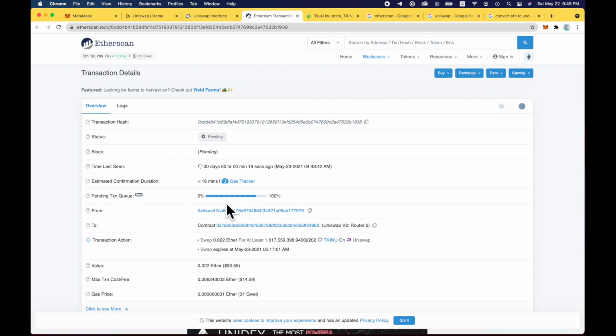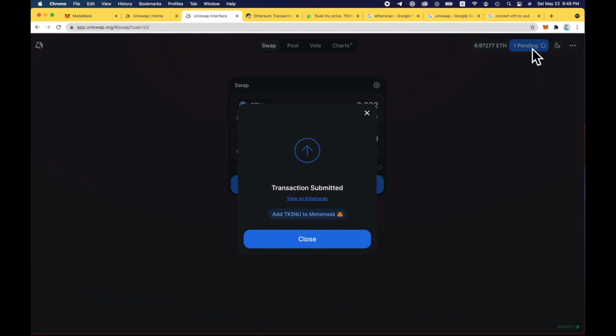They recently added this pending transaction queue where you are in the queue of getting the transaction actually executed by the miners. So right here, it's way past 50%. And you can see some of the stats here. The value of the trade is $50. The maximum gas fee that I'm willing to accept is $14.59. And as you can see, it's still running. If I went back to the Uniswap interface, you would still see this one pending transaction in the green bar up here.